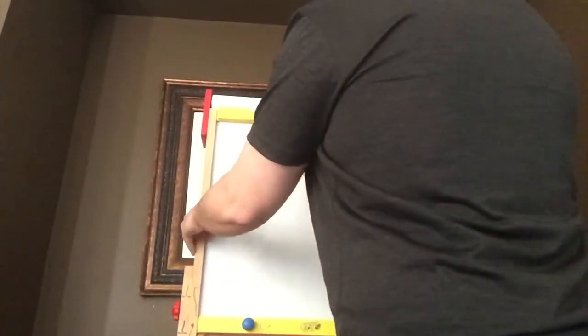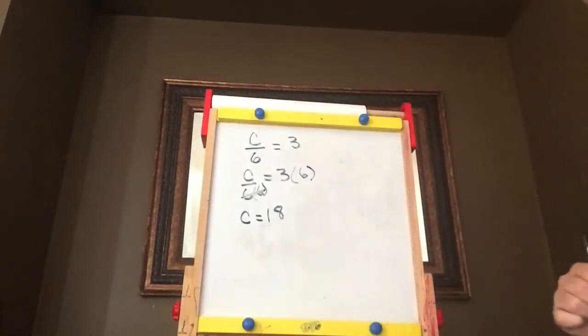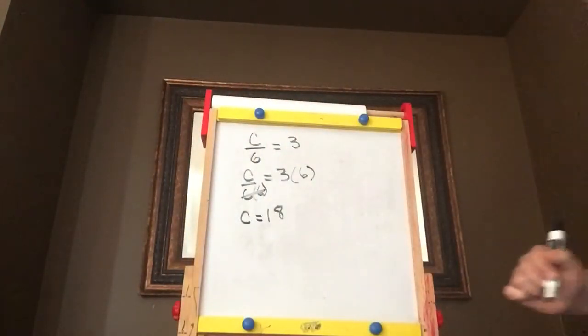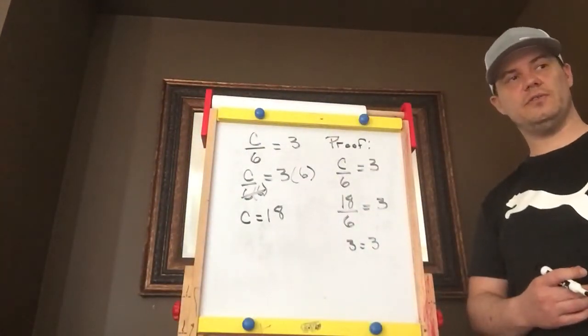Those cancel each other out. Do the same to the other side. 3 times 6 is 18. C equals 18. Okay, now we do our proof. Substitute in 18 for C, becomes 18 divided by 6, and 6 goes into 18 3 times, which means you have 3 on both sides of the equation, meaning you have the correct answer for your variable.